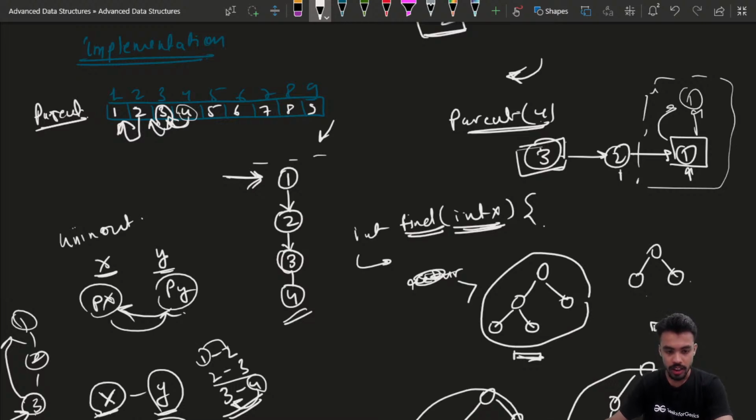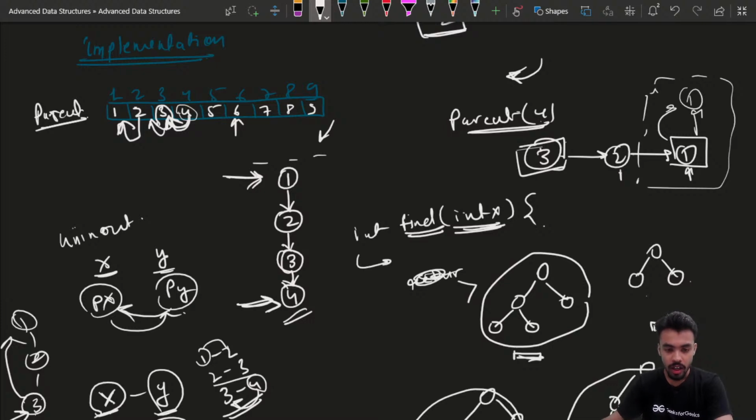Okay, so this edge you have connected. Now if you want to find the parent of 4, if you look at this array, the parent of 4 would be 3. Okay, that's how we have connected it.